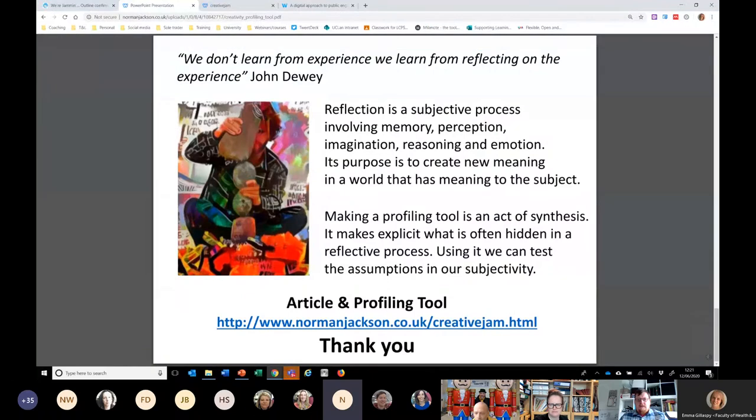So, as I said earlier, I think reflection is a subjective process. By creating a profiling tool, it's a synthesis. It's, if you like, a learning process in its own right, and then using the tool, you can interrogate your own experience and challenge your own assumptions that are in that tool. So I think it has wider application as a tool to aid reflection, and I will end there.